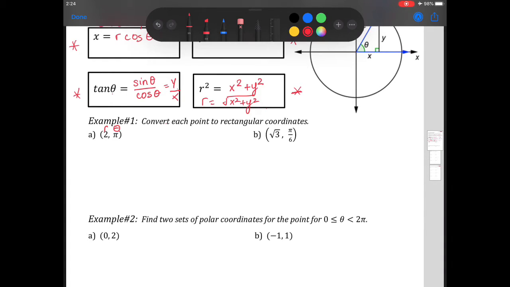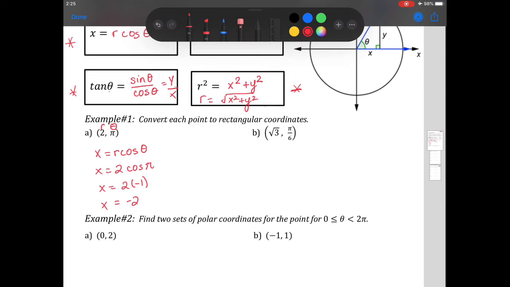I want to find my x coordinate first. x is r cosine theta. What's my r? r is 2. Substitute in cosine of pi, which is -1. So 2 times -1 is -2. My x coordinate is -2. Similarly, y equals r sine theta, which is 2 times sine of pi. Sine of pi is 0, so y is 0. You must write your final answer as a coordinate: (-2, 0) is your rectangular coordinate.